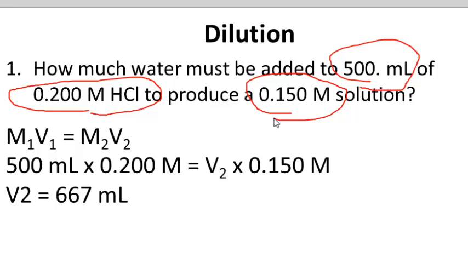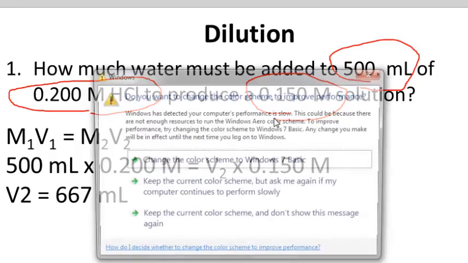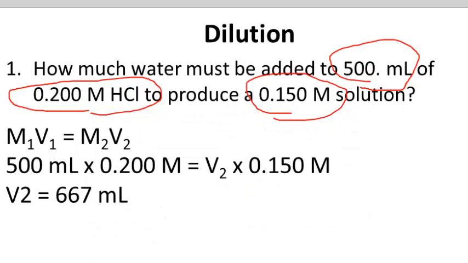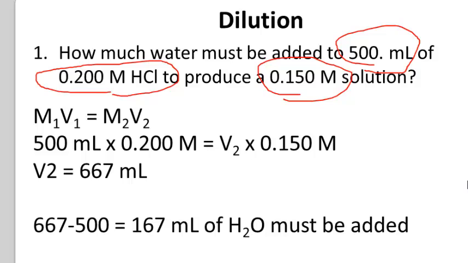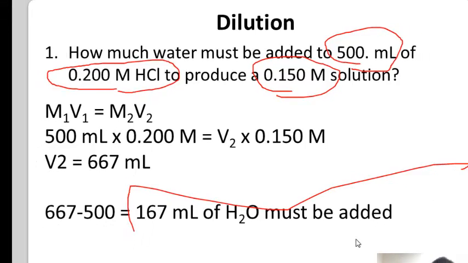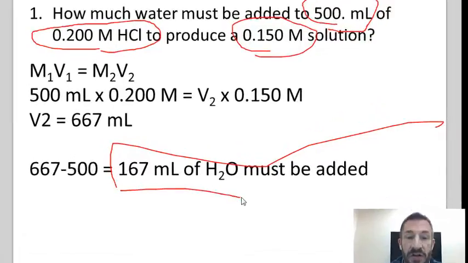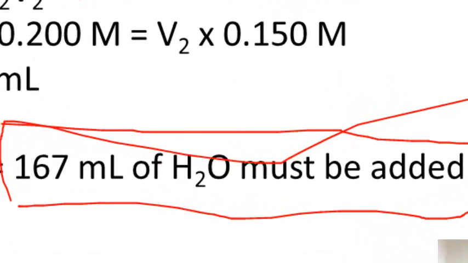Now, V2 is our final volume, so what we need to do here is subtract the initial volume we started with. So if we say the 667 milliliters that we calculated, minus the 500 milliliters that we had initially, we'll end up with 167 milliliters of water, and that's how much must be added. So our final answer would be 167 milliliters of water.